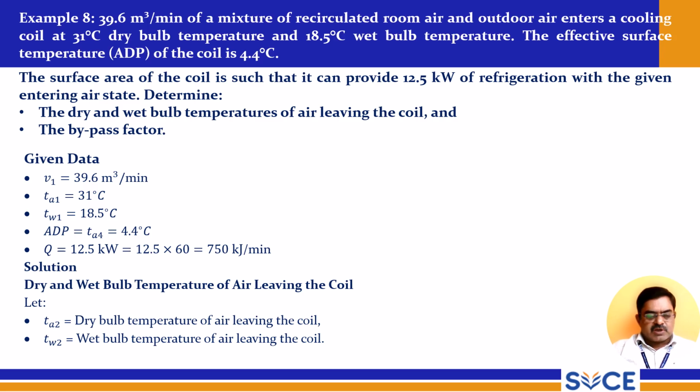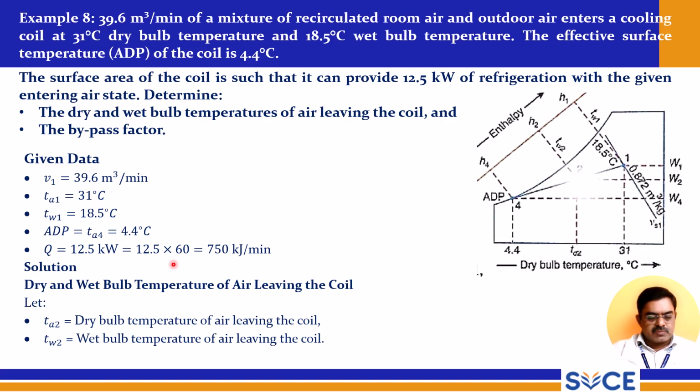So V1 equal to 39.6. So this is the given data, and TA1 equal to 31 degrees Celsius, TW1 equal to 18.5 degrees Celsius, and ADP equal to TA4 equal to 4.4 degrees Celsius, and Q equal to 12.5 kilowatt equal to 12.5 into 60 kilojoules per minute. Dry and wet bulb temperature of air leaving the coil. So let Ta2 equal to dry bulb temperature of air leaving the coil, Tw2 equal to wet bulb temperature of air leaving the coil.